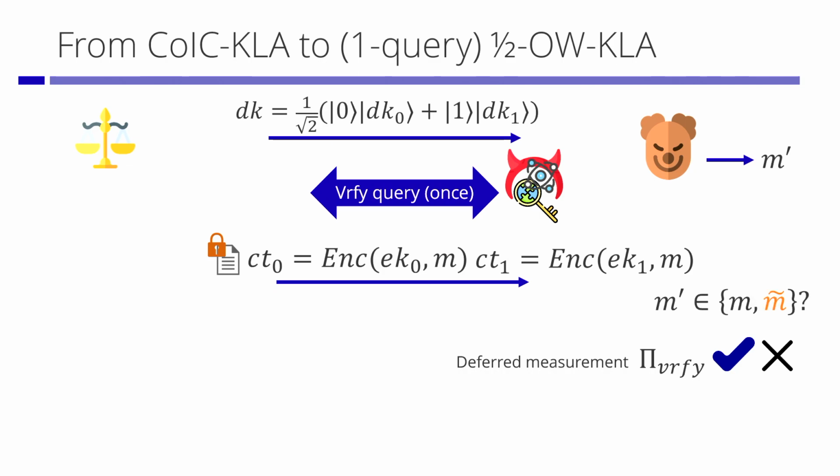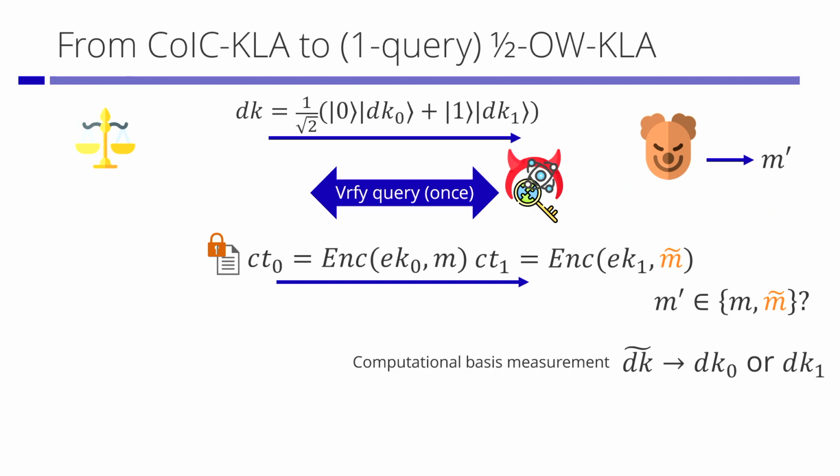And next, we relax the winning condition. We choose a uniformly random plaintext M tilde. And if the adversary outputs M or M tilde, then the adversary wins. This just increases the winning probability. Next, we can apply COIC security here. Originally, CT1 is an encryption of M. However, now CT1 is an encryption of M tilde. Even if we change ciphertext CT1 like this, it's indistinguishable due to the COIC security.